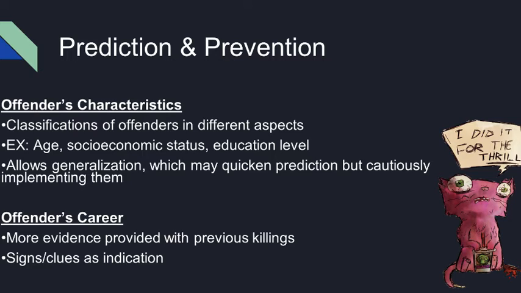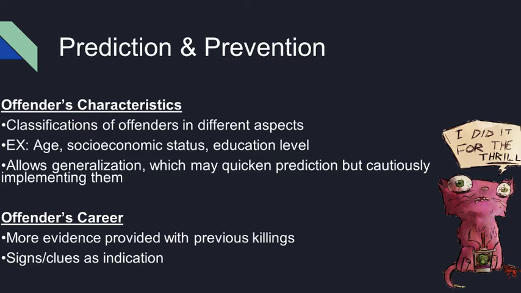So the fourth one is offender's career. Throughout the serial killing, throughout the previous crime scenes, understand the evidence that has been given and the signs or the clues as indication to predict the future killings of these serial killers.